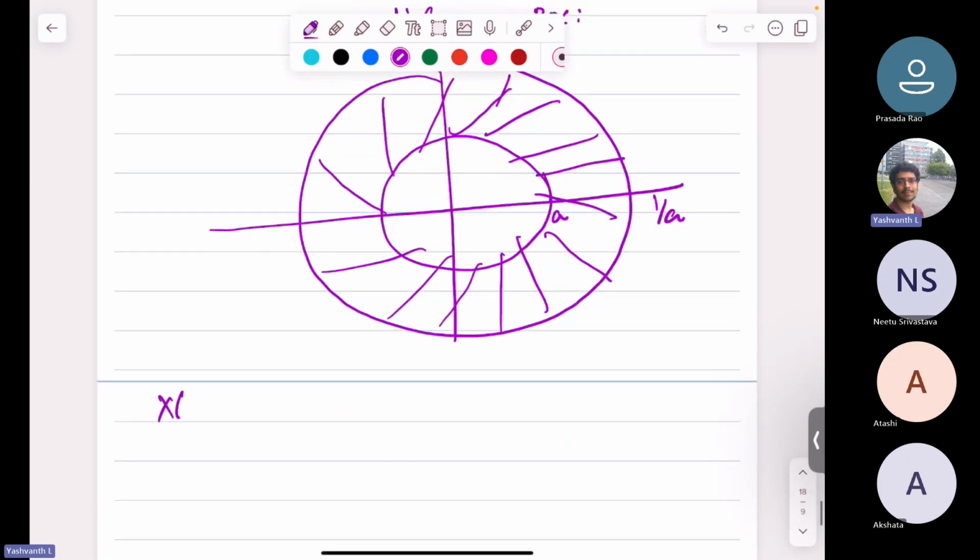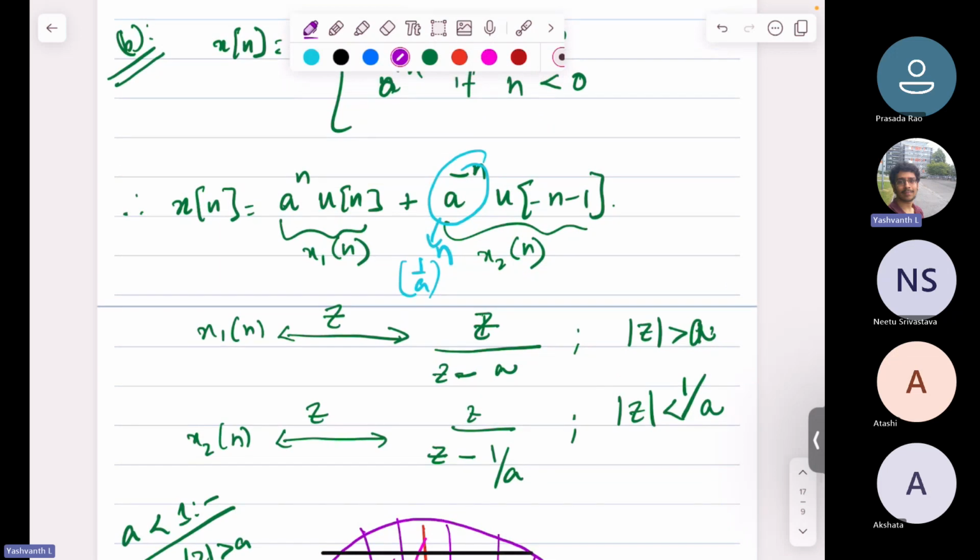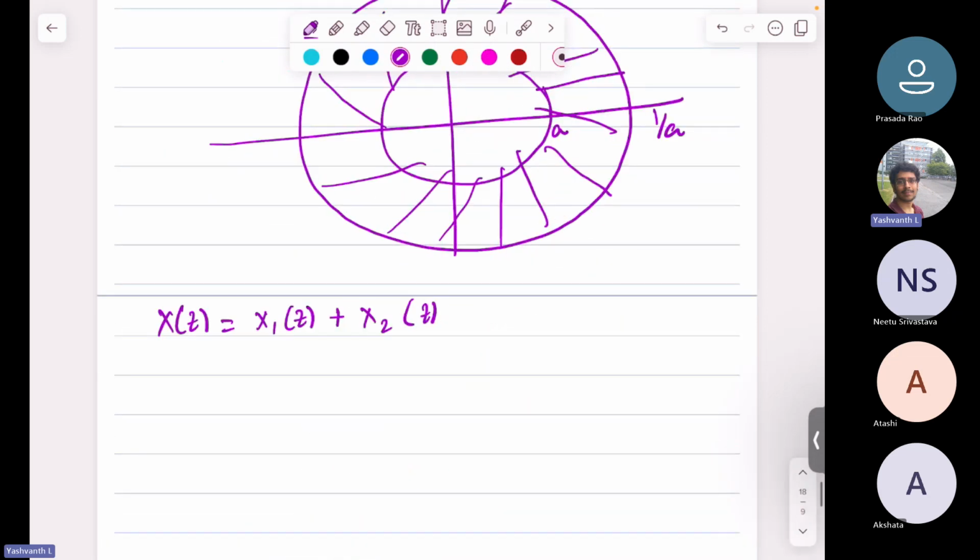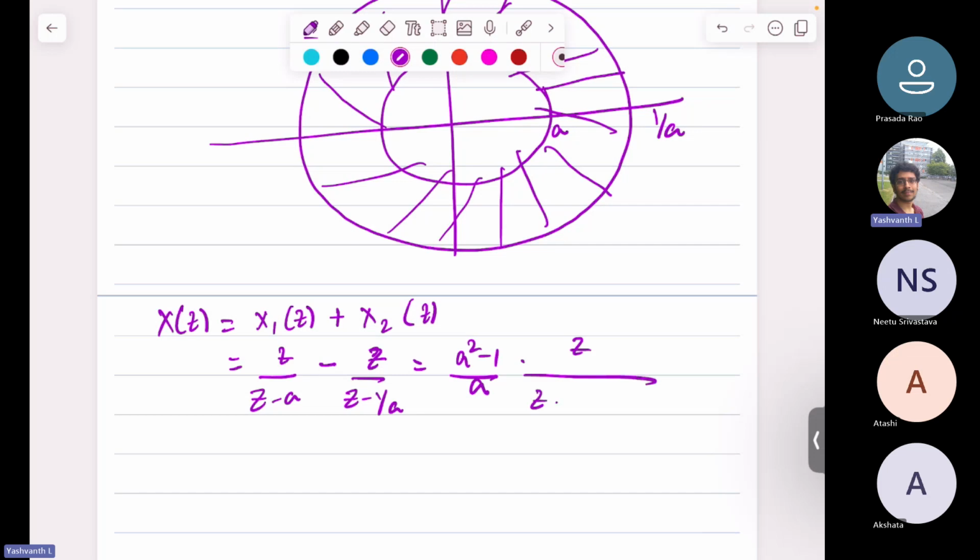And what is the Z transform expression? X1 of Z plus X2 of Z, basically whatever we derived above. Z by Z minus A plus Z by Z minus 1 by A. You can show that this will come out to be Z by Z minus A minus Z by Z minus 1 by A, which is equal to A square minus 1 by A into Z by Z minus A into Z minus 1 by A. And what is the common ROC? Mod Z between A and 1 by A.